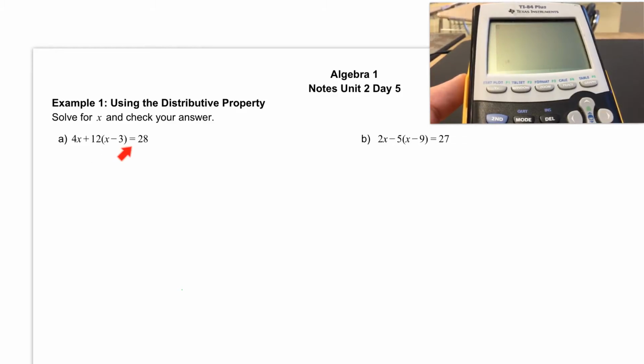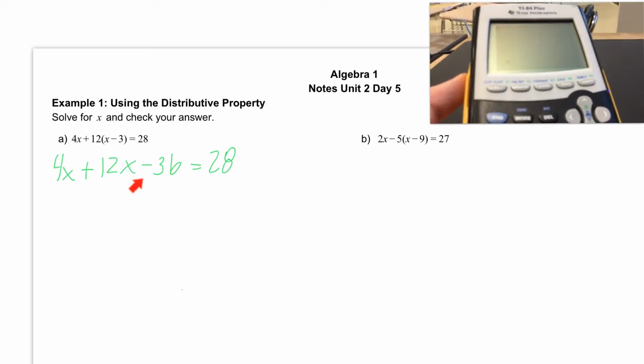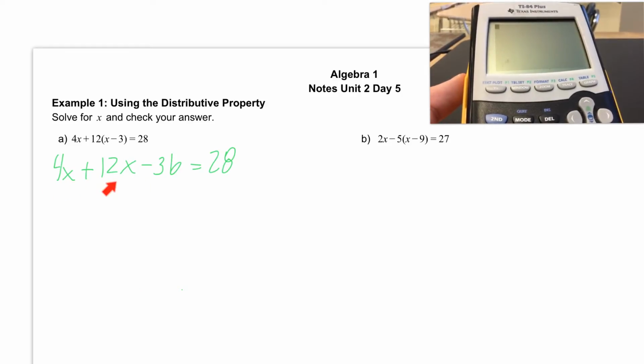First thing I need to do if I'm simplifying is get rid of these parentheses. And to do that, I'm going to multiply the 12 to each one. So I'm going to get 4x. Multiplying 12 by x, I get a positive 12x. And then multiplying 12 by minus 3, I get a negative 36. And that's equal to 28. Then if I take a look at this side, I have like terms that I can combine together. So I can add 4x plus 12x, giving me 16x, again minus 36, and that's equal to 28.